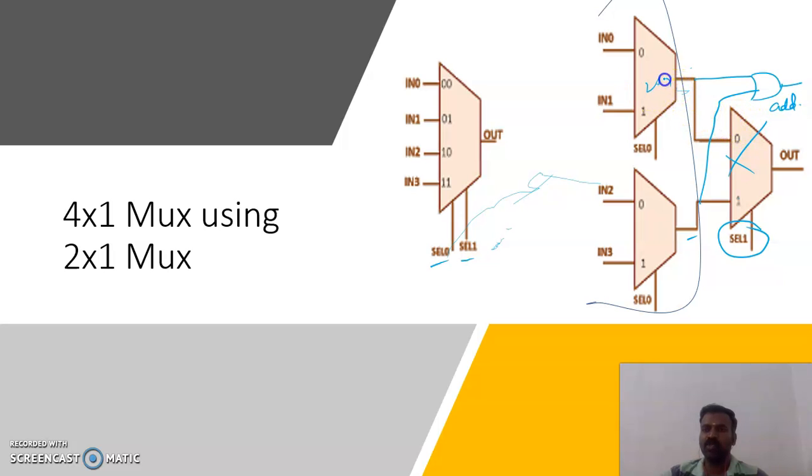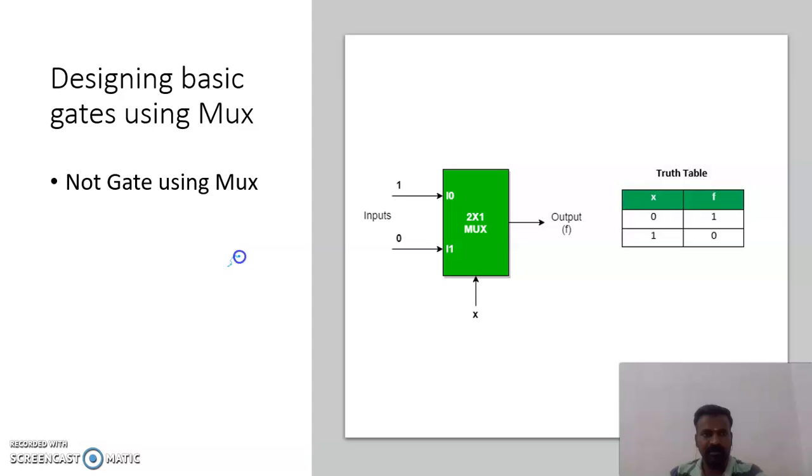So this is a 2 cross 1 mux, and this is a 2 cross 1 mux. When we add these 2 cross 1 and 2 cross 1, it equals a 4 cross 1. Yes, that is also correct, but if the question asks for a 4 cross 1 mux using 2 cross 1 muxes and an OR gate, we can use that design. If only 2 cross 1 mux is allowed, then we can't use these OR gates. So keep that in mind. Right, let me move to the next design.